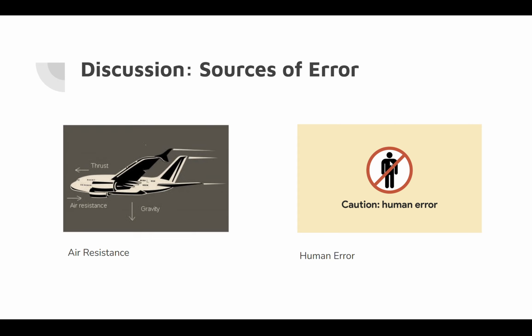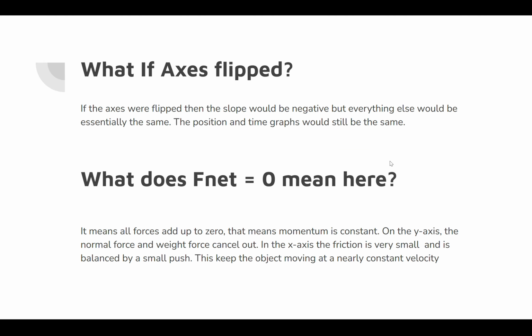Of course I'm going to make some mistakes when I put the center of mass in the tracking data. So some discussion: what if the axes were flipped? If the axes were flipped, then the slope would be negative, but everything else would be essentially the same. The position and time graphs would also be the same.